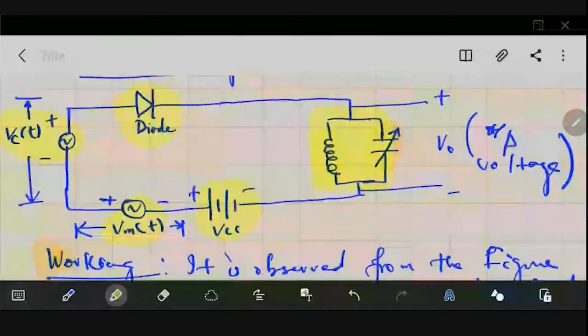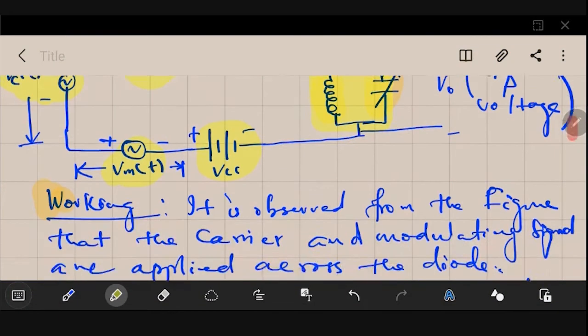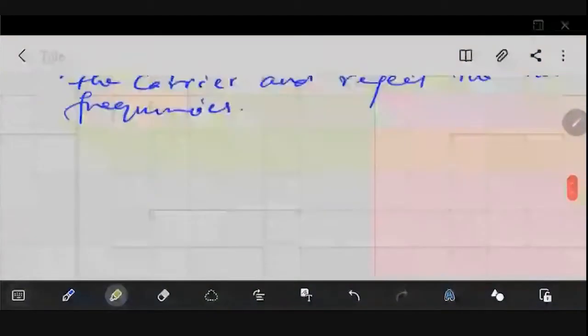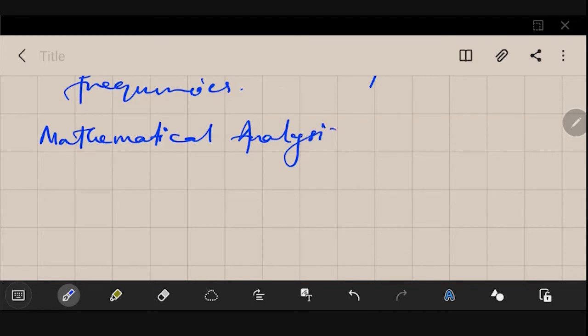Got it? So let us now look at it mathematically, at what will happen when signals are passed to the diode. Here is the mathematical analysis. First we take the two input signals. Then we will take the V-I characteristic of the diode and apply these signals to that characteristic.